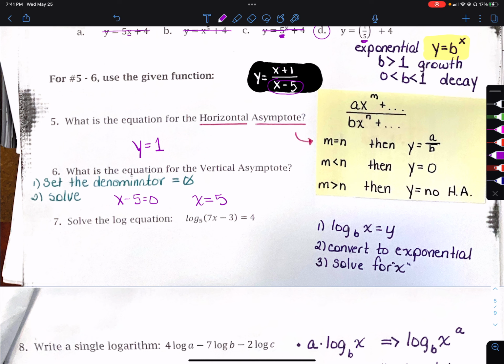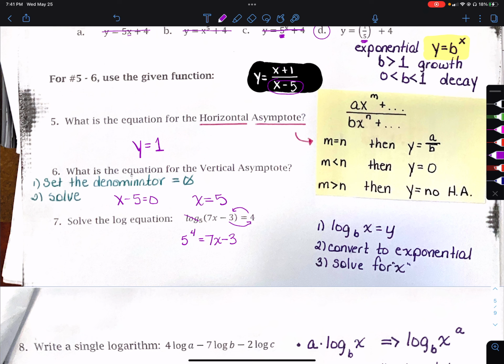Now it's a log. So when it's a log, as long as there's nothing in front of the log, I can go ahead and rewrite it as exponential. Earlier, we took an exponential and wrote it as a log. So on this one, our base is 5. And then the 7x minus 3 and the 4 are going to swap places. And this word log is going to fall off here. So we are going to have 5 to the 4th power is equal to 7x minus 3.